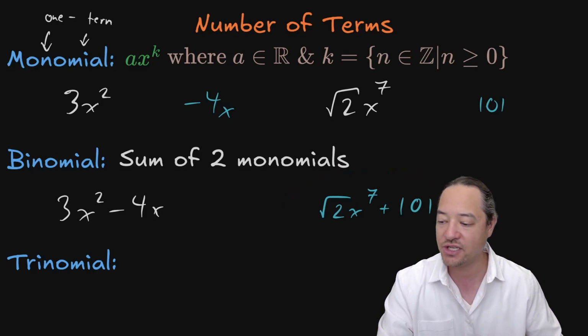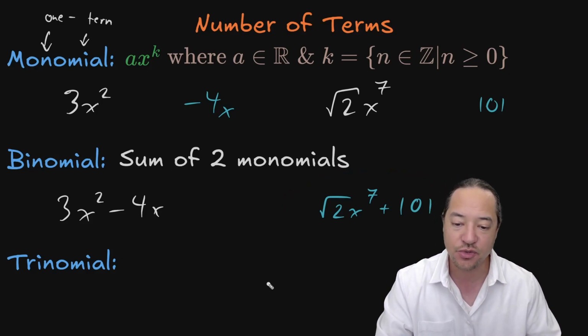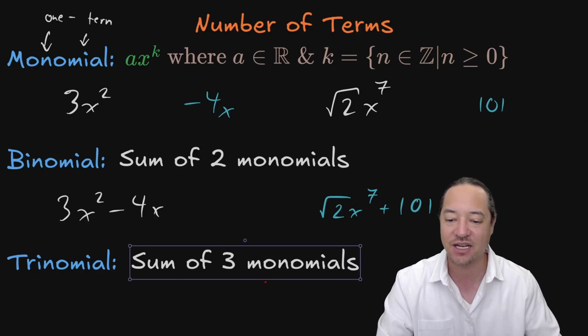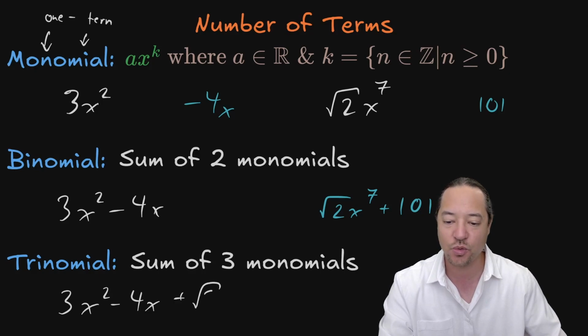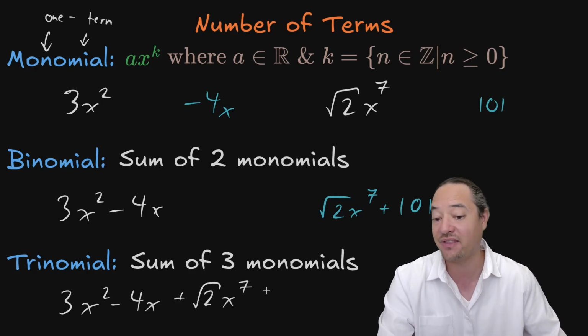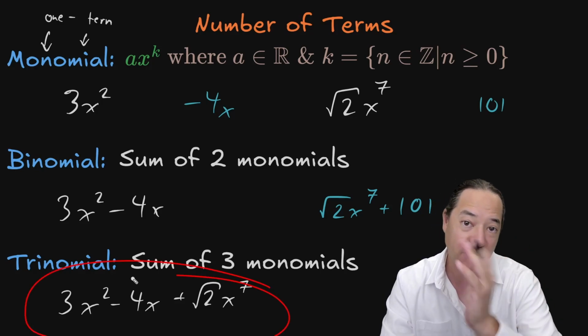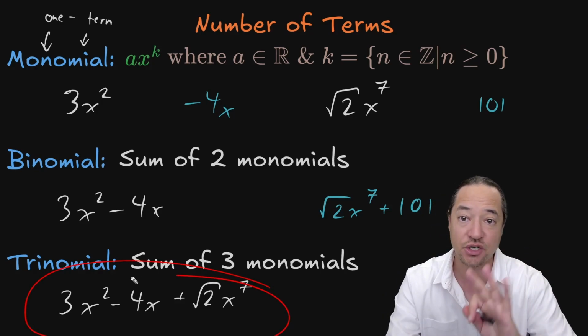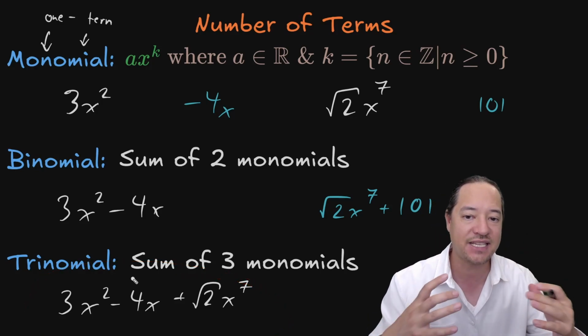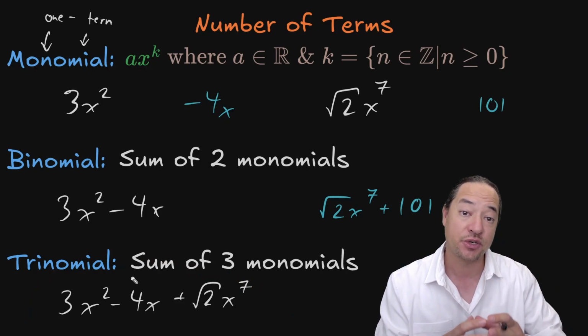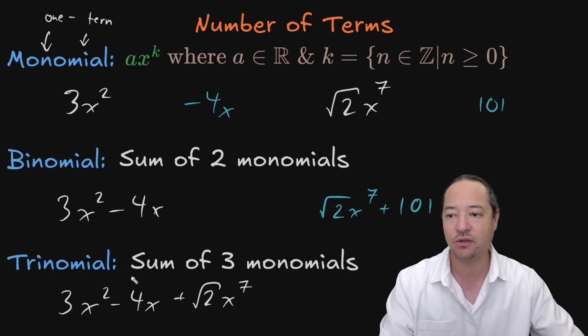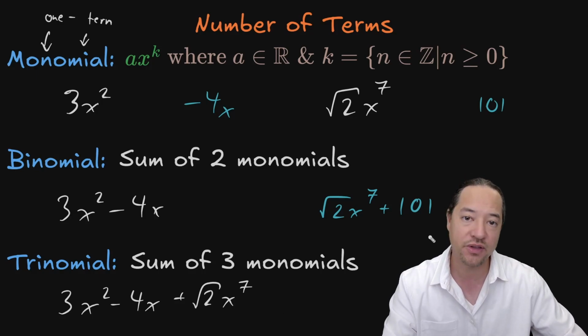And then, of course, a trinomial. No surprise, that's going to be the sum of 3 monomials. So you could have something like 3x squared minus 4x plus the square root of 2x to the 7th. This would be a trinomial. It has 3 terms. So that's one way we can classify these kinds of polynomials in terms of how many terms they have. Now let's look at what we do if we have more than this.